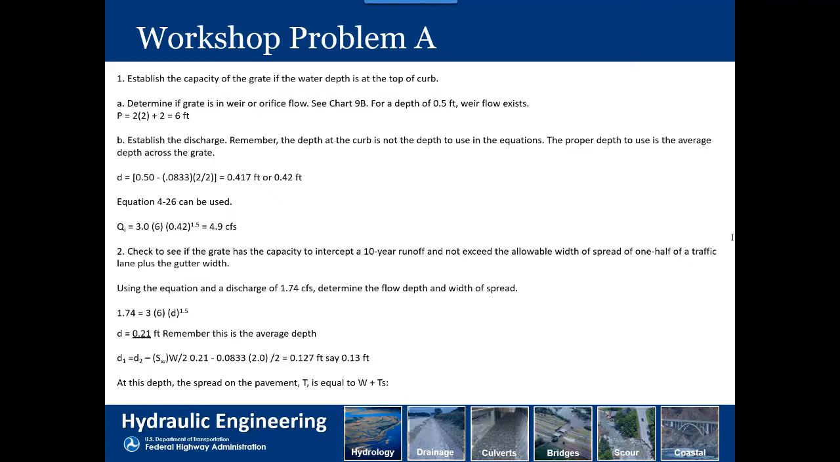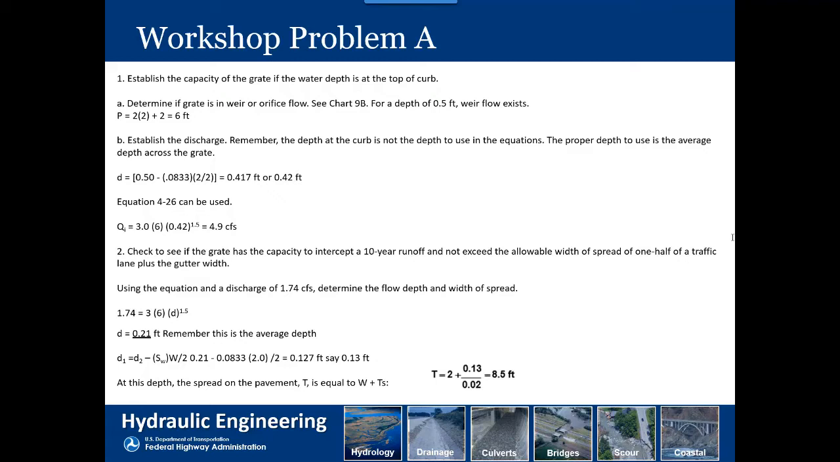I'll let people write that down before I go on. So at this depth, the spread on the pavement T is equal to the W plus the spread in the road, basically T sub S. So what'd you get for that? Anyone? Anybody calculate a spread there? So if the T now is 2 at the gutter, to find the width, you can take the D divided by SX, and you get 6.5. So we have a spread of 8.5.